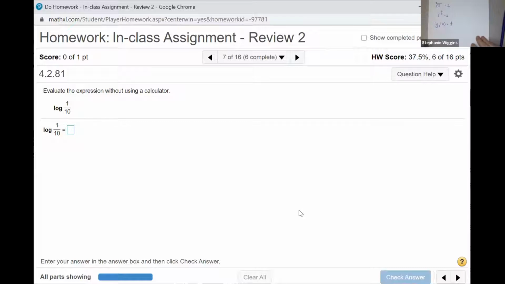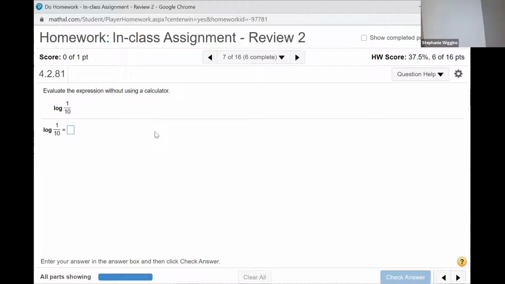Now, obviously, for the test, you're going to have your calculator. So if it says evaluate the expression without using a calculator, there's no way I'm going to go around the class and take away your calculator. But you're certainly welcome to use your calculator. The reason why this problem is useful is because it helps you understand what logs are.